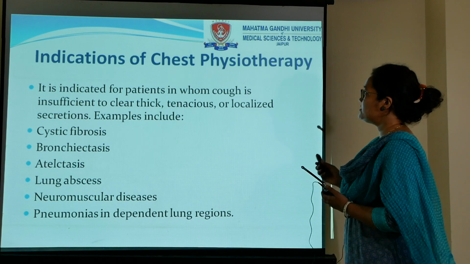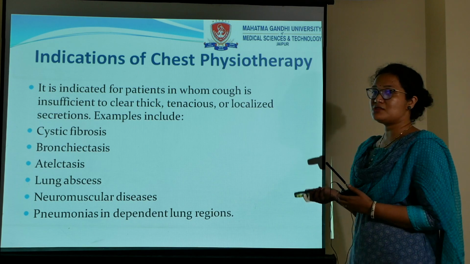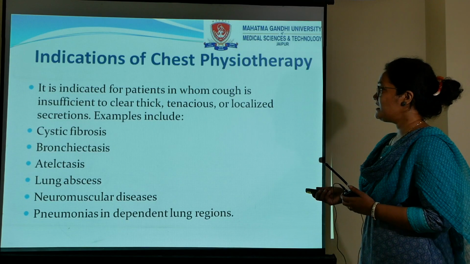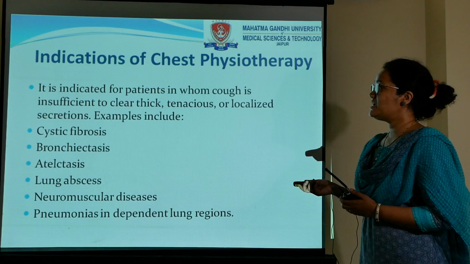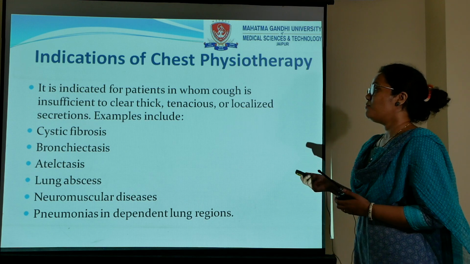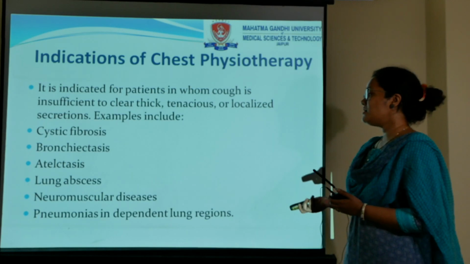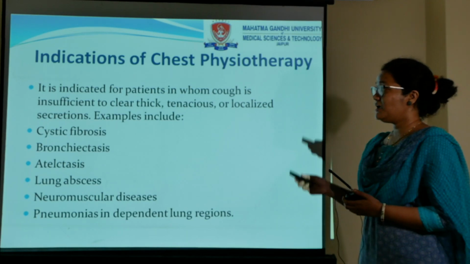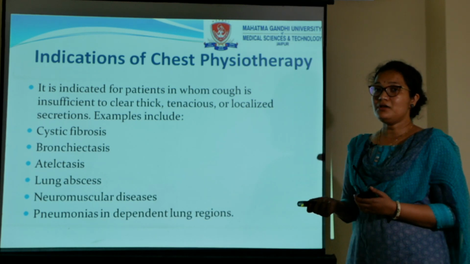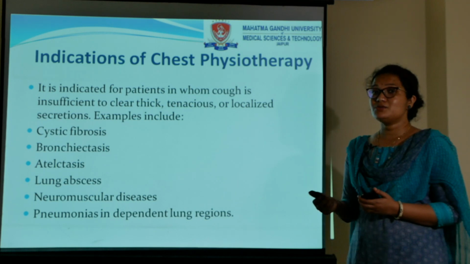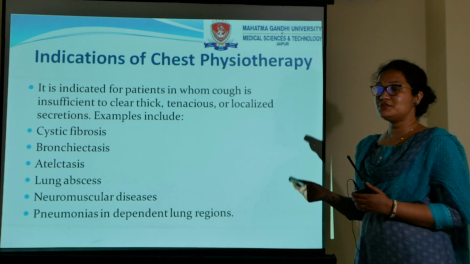These are some indications of chest physiotherapy. It is indicated for patients in whom cough is insufficient to clear thick, tenacious or localized secretions. Examples are cystic fibrosis, bronchiectasis, atelectasis, lung abscess, neuromuscular disease, pneumonias and dependent lung. In all these conditions, patients may be unable to cough out secretions by themselves, so they are in need of chest physiotherapy.